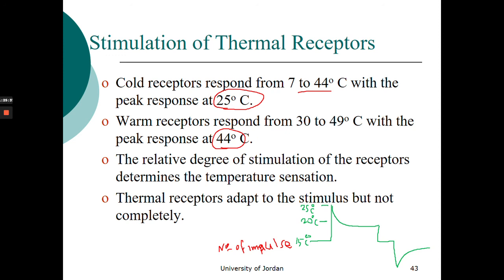This is the number of impulses here. Everybody of us has experienced this. If you are going to have a shower, you feel to start with that the water of the shower is a little bit hot, when you put yourself under the shower you feel that the shower is too hot, then after a while you think, no, it's not that hot, it's okay, I can withstand it, I can bear it. But after a while, because of adaptation of these receptors, you feel it as if it is not that hot, it is okay.